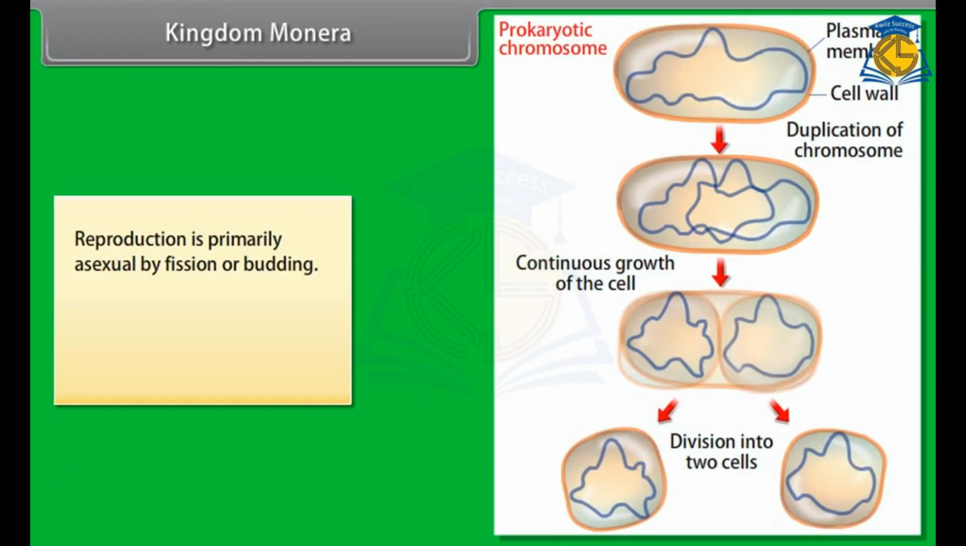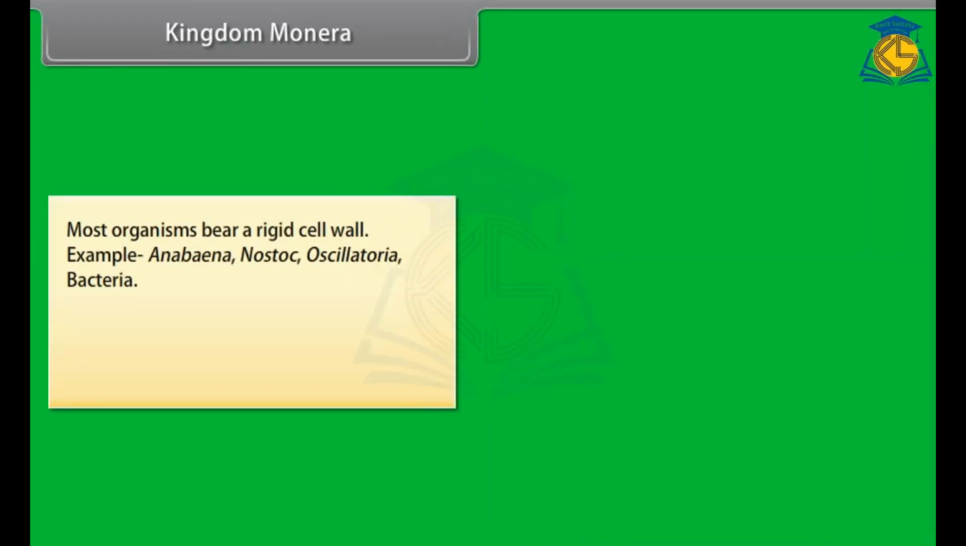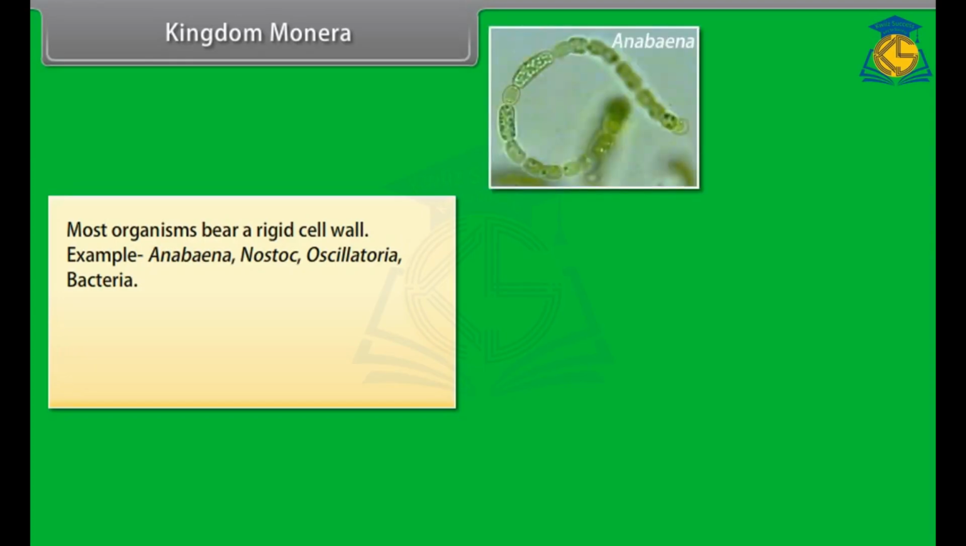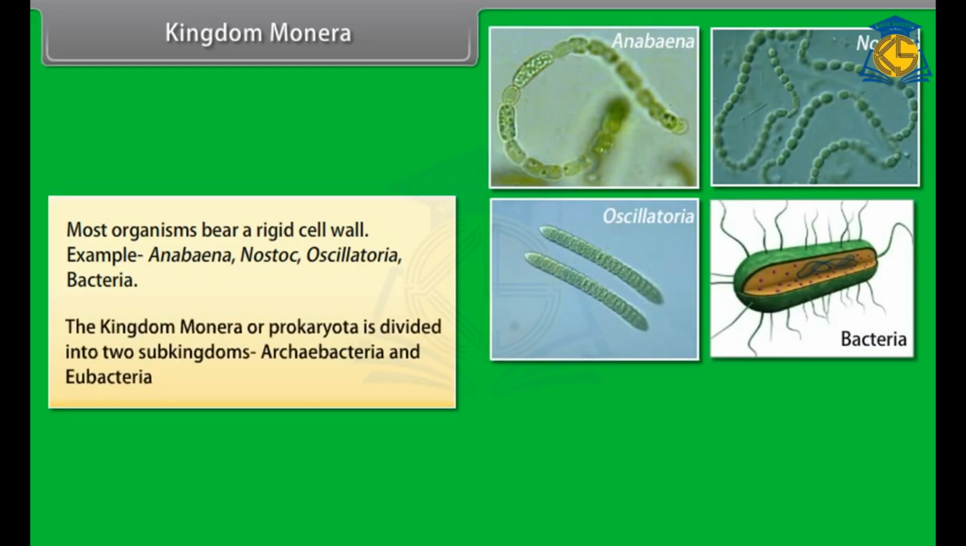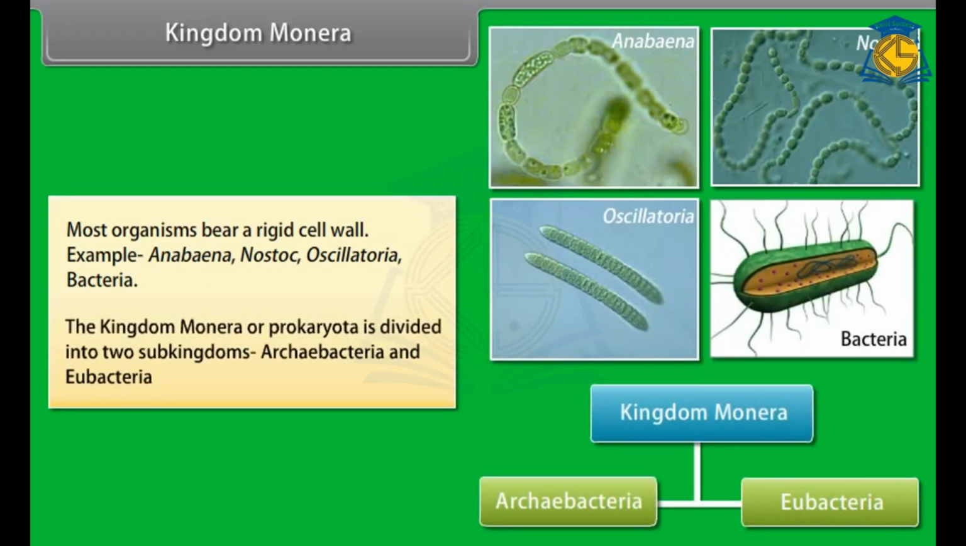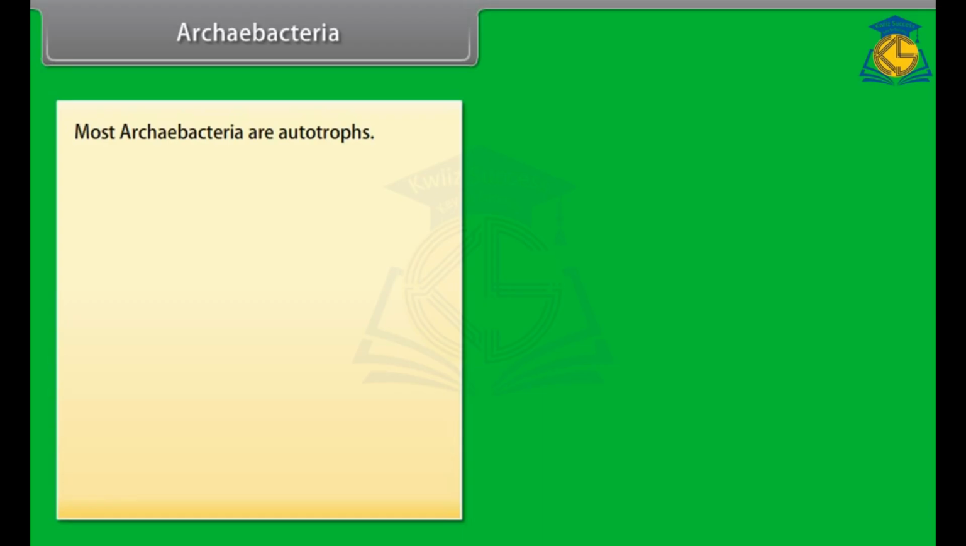Reproduction is primarily asexual by fission or budding. Protosexual phenomenon also occurs. Most organisms bear a rigid cell wall. Example: Anabaena, Nostoc, Oscillatoria, bacteria. The kingdom Monera or Prokaryota is divided into two subkingdoms: Archaebacteria and Eubacteria. Archaebacteria. Most archaebacteria are autotrophs.